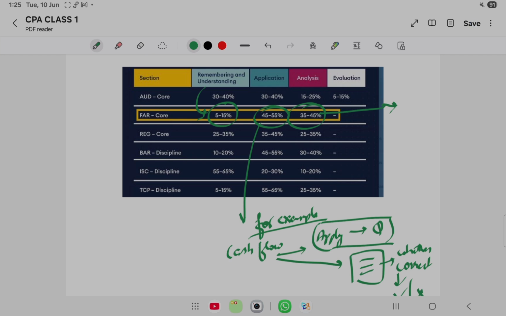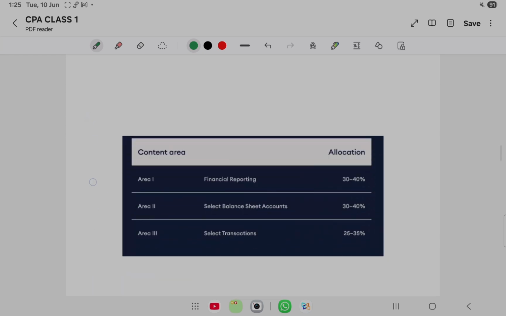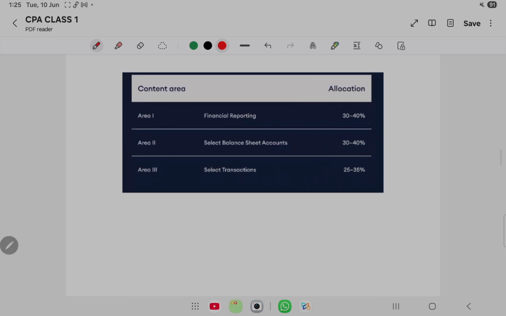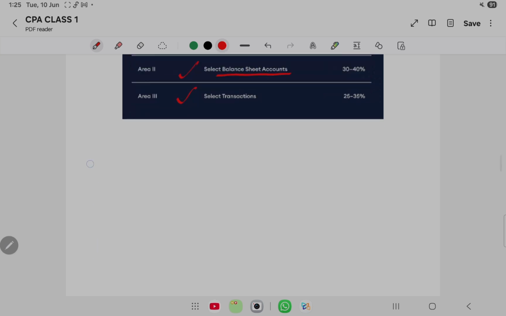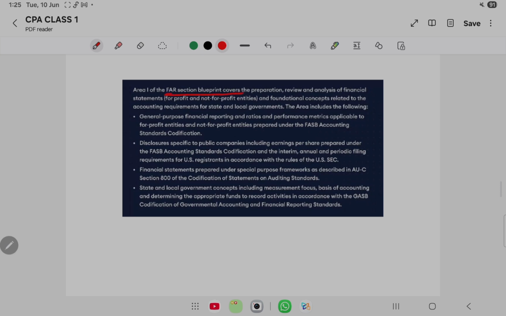Now we come back to the areas part. There are 3 core areas. Area 1 is financial reporting, area 2 is select balance sheet accounts, and area 3 is select transactions. Area 1 basically, in the FAR blueprint, covers the preparation, review, and the analysis of the financial statements. These statements can be for the profit and non-profit entities.